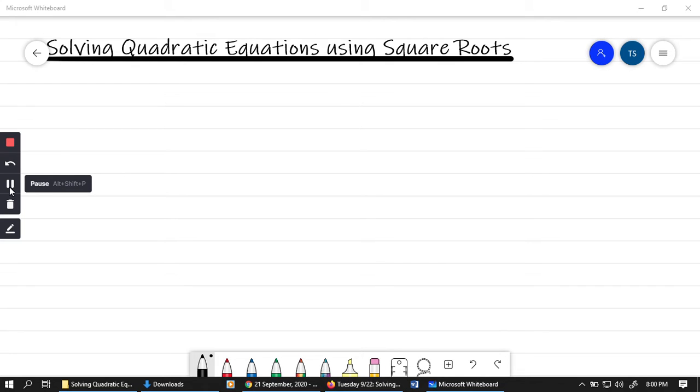numbers. So in this video here, we're going to continue with solving quadratic equations using square roots, and we're going to go through enough examples of actually solving these quadratic equations.